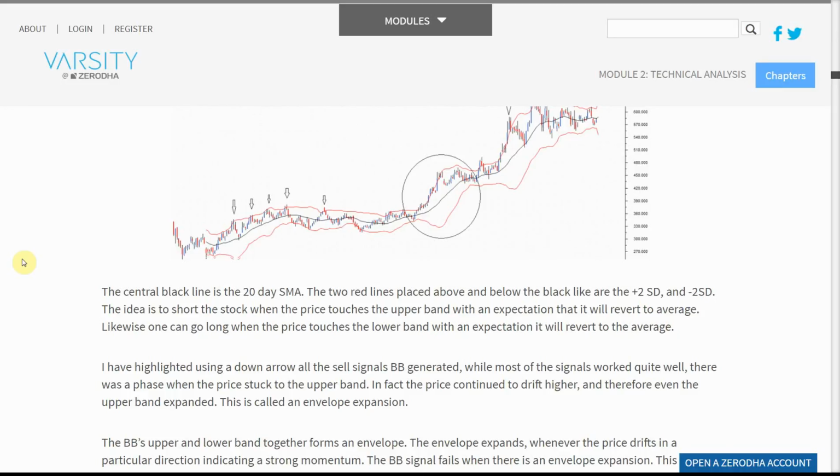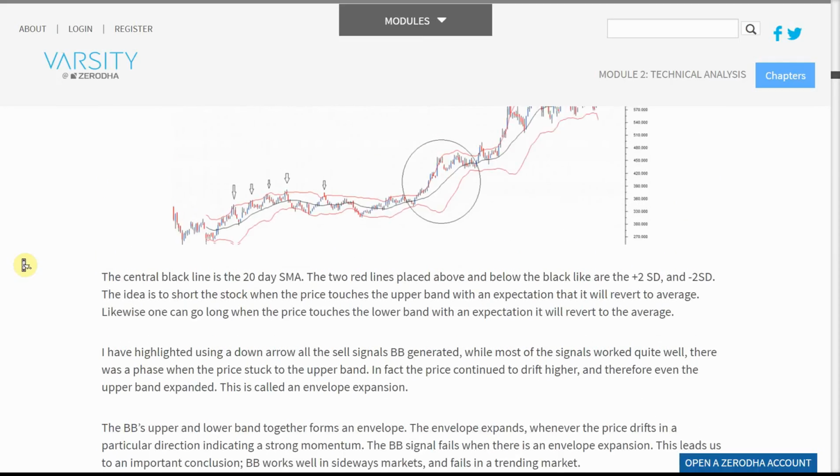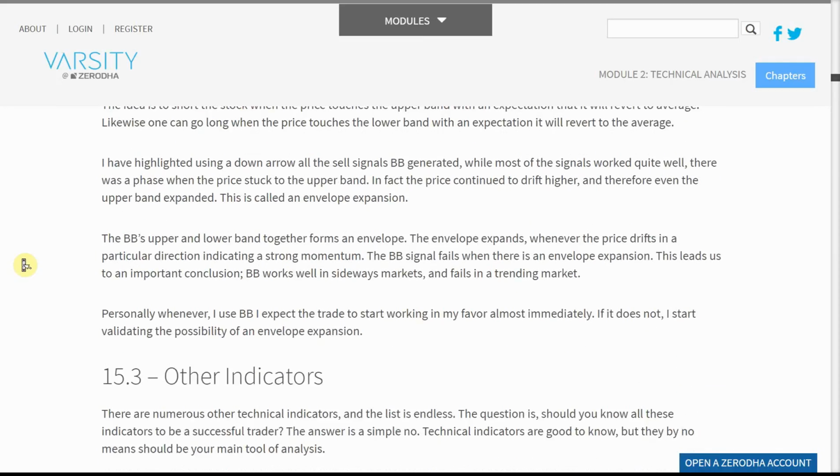There was a phase when the price stuck to the upper band. In fact, the price continued to drift higher, and therefore even the upper band expanded. This is called an envelope expansion. The BB's upper and lower band together forms an envelope. The envelope expands whenever the price drifts in a particular direction, indicating a strong momentum. The BB signal fails when there is an envelope expansion.